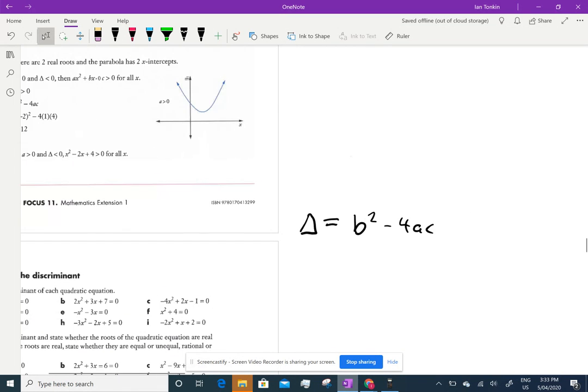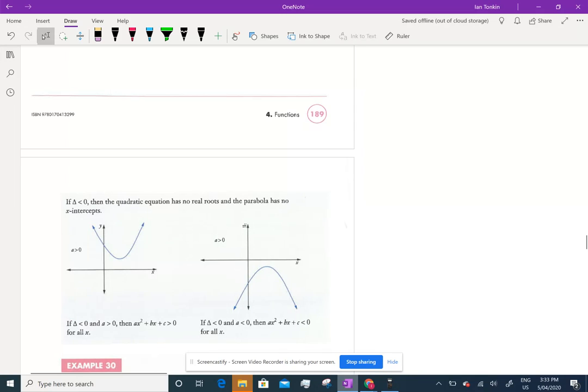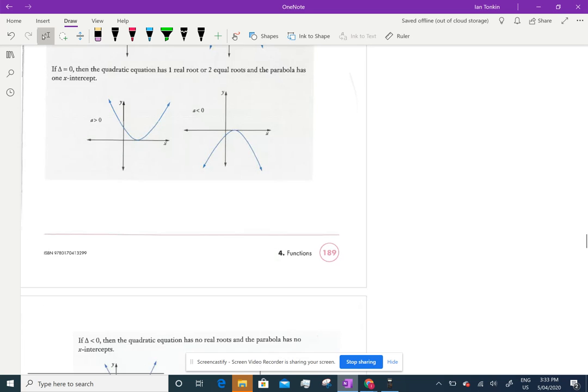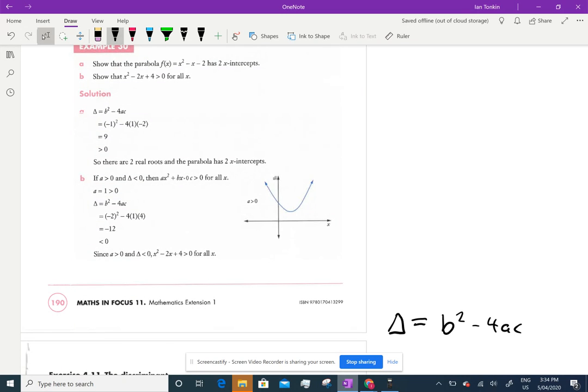I kept calling this a quadratic equation. It's a quadratic formula we're using, not the quadratic equation. The quadratic equation is just what we're solving. So we're using the quadratic formula. Now, if you remember, the quadratic formula looks like this.